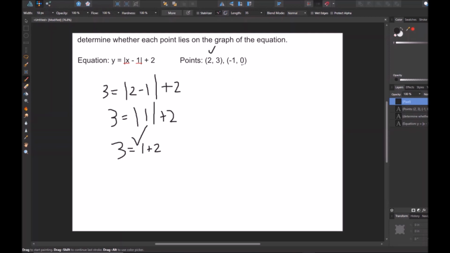Now we have (-1, 0). So we're going to plug in 0 for y, and -1 wherever we see x. So the absolute value of -1 minus 1, plus 2.